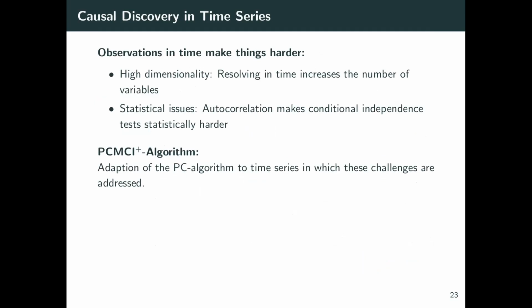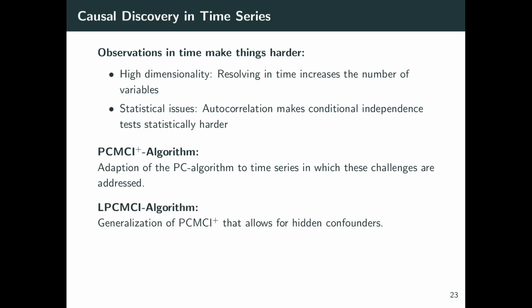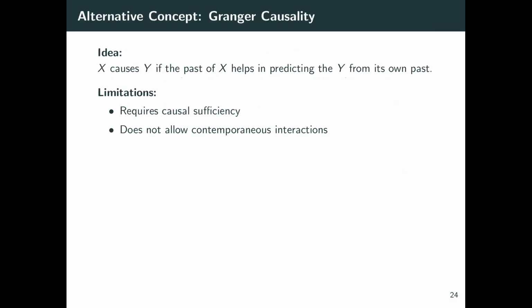So what my work has mainly focused on is the statistical issues of high dimensionality and conceptual improvements of the PC algorithm for the time series case. And this would be the PCMCI and PCMCI plus algorithms, which address these challenges. And another recent work of last year was the LPCMCI algorithm, which allows for hidden confounders. So this is basically the end of my overview over these two concepts. And now I will go a little bit, just a few more minutes, about the state of the art and then some applications.